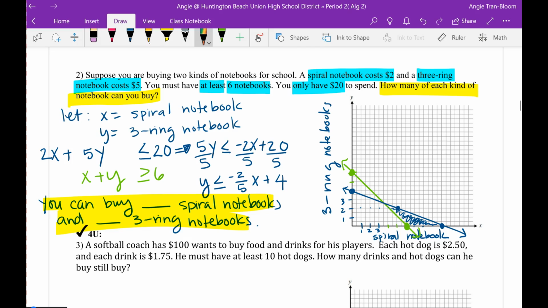Madison R., can you tell me your final answer, please? You can buy 7 spiral notebooks and 1 3-ring. Okay, so total there's 8 notebooks. Let's see if it's correct. 3, 4, 5, 6, 7. Yep, and then 1 is right there. Perfect. Okay. Make sure you're counting every 2 boxes as 1.